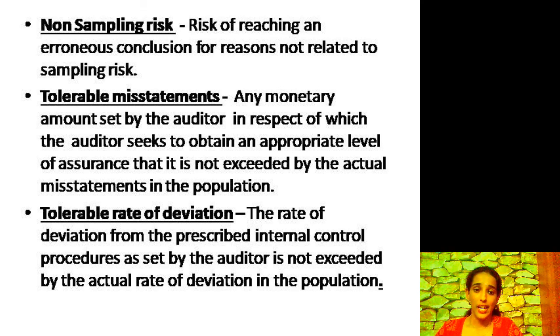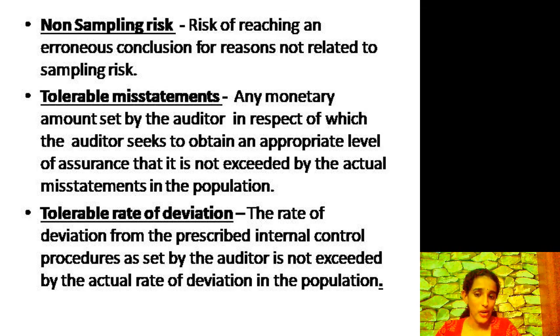Say the monetary amount set is 1 lakh, but when the total audit procedures are applied on the entire population, the total misstatements come to 1,50,000. Up to 1 lakh, the error is acceptable or tolerable. So this value is exceeded by the actual misstatement. This is called your tolerable misstatement.